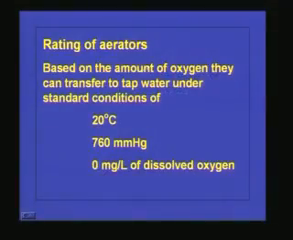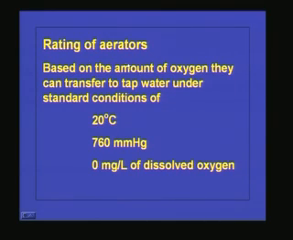So usually we add sodium sulphite, Na2SO3. So what will happen? This sodium sulphite will combine with the oxygen present in the tank, and it will form sodium sulphate, Na2SO4, and all the oxygen present in the system will come down to 0. Then you start your aerator keeping 760 mm of mercury pressure and the temperature at 20 degree centigrade, and measure the dissolved oxygen concentration at a given time. From that we can find out the rating of the aerator.